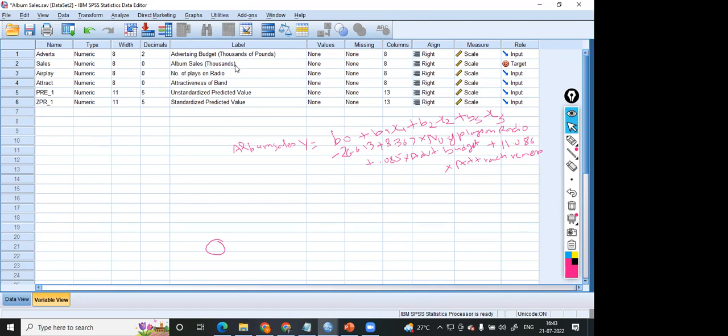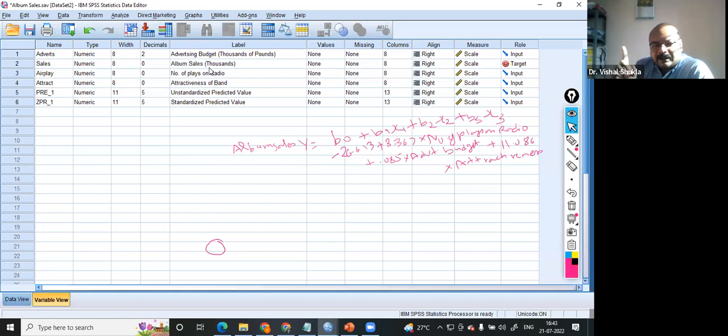Yes, sir. But number of plays on radio is constant. There is no bracket, so we are not doing it in thousands. No, only one time. I am saying on a scale of 10. I am not saying in 1,000. Attractiveness only one time. From a scale of 7 to 8, let's say it's increased. Then album sale will be 11,086.